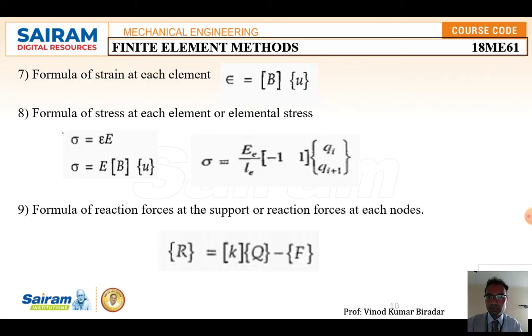Okay, and the stress formula: in the earlier class what you studied is stress equal to strain into Young's modulus, but here in FEM we are going to use this formula, that is stress equal to E by Le [-1 1] times [U1 U2], that is the displacement. Okay, Q stands for displacement. Okay, and the formula to calculate the reaction, I already told you in the elimination method, R equal to K into Q minus F. Okay, these are the 9 formulas you have to remember to solve the elimination method or penalty method in FEM, that is type 1, type 2, type 3, type 4, type 5 problems.